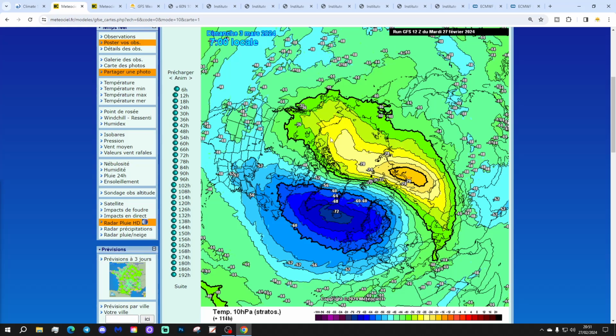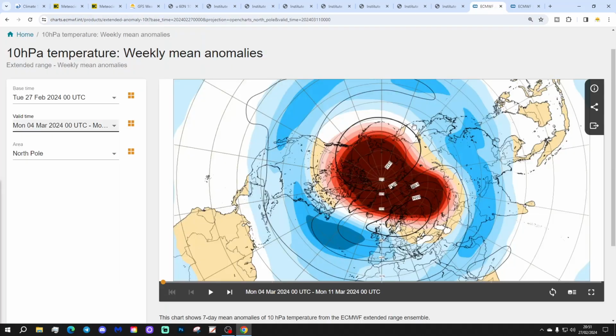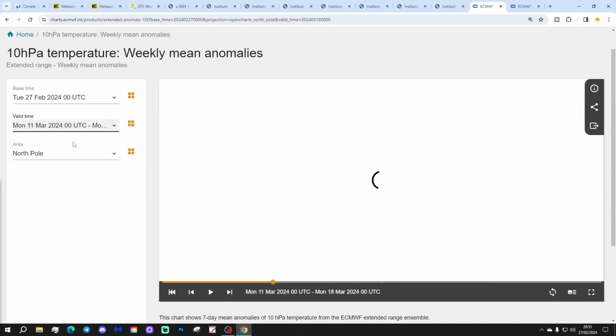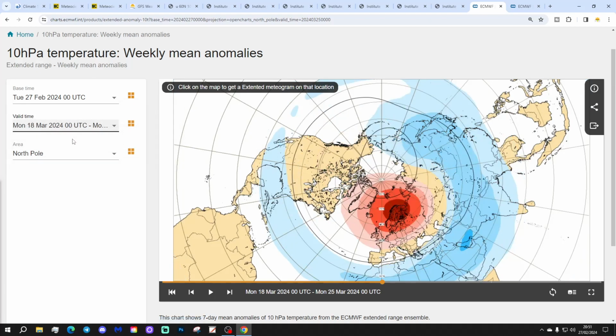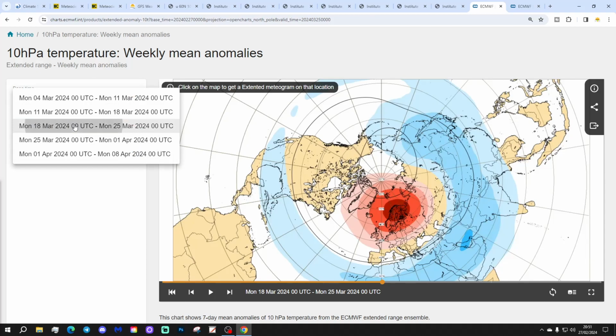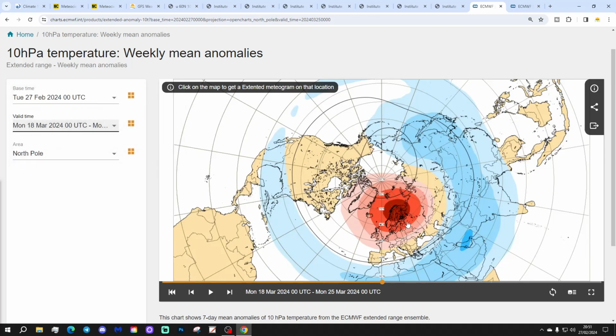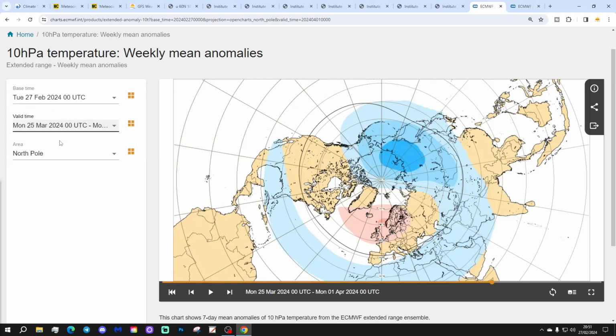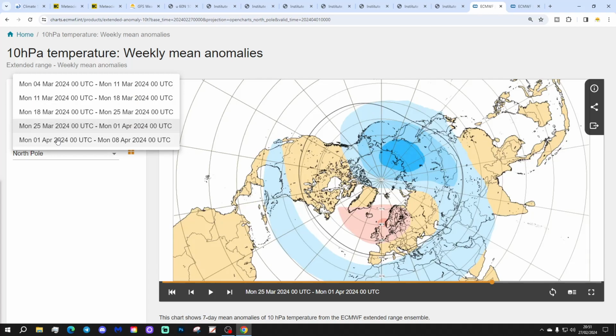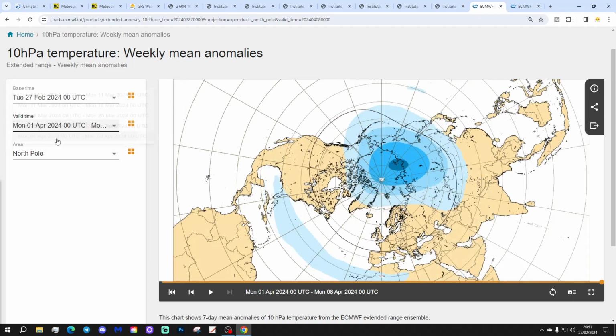So that is basically that. Right, okay, so week two is the 11th to the 18th of March, warming sustained, perhaps being reinforced from the European side as well. Week three, the 18th to the 25th of March, the warming is still there, but it's reducing a little bit. Week four, 25th of March to the 1st of April, the warming gets a little bit weaker, and then the final week is week 5, the 1st to the 8th of April.